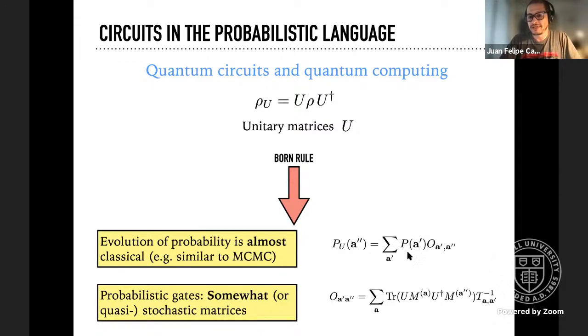You go from an initial distribution P into a rotated distribution PU through an object that some people call a somewhat stochastic matrix. And this matrix, of course, depends on the unitary that you are applying. So this evolution is almost classical, because if you could interpret A prime, A double prime as a conditional distribution, then this is basically classical. You could simulate it exactly with Monte Carlo. But these probabilistic gates are almost like a stochastic matrix in that if you sum over the columns, they add up to 1, but they can be positive and negative. So they're not easy to simulate with Monte Carlo.